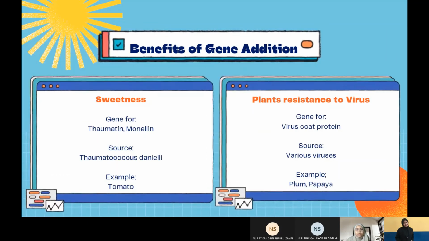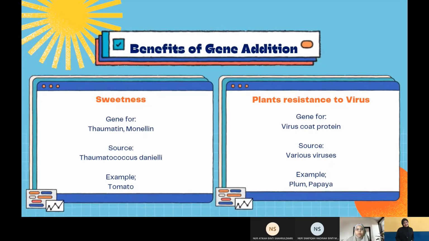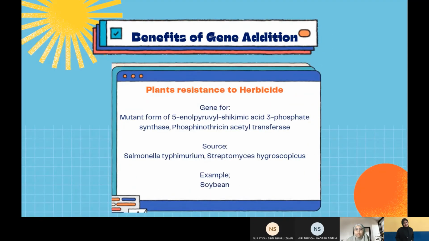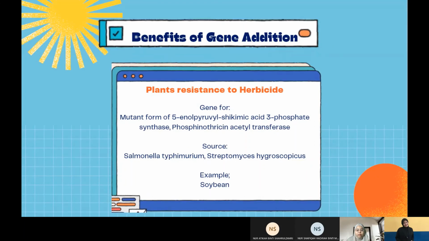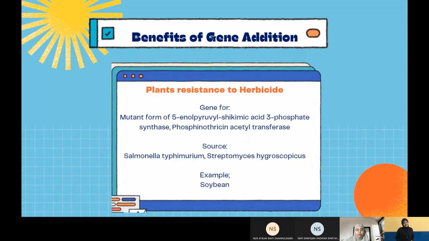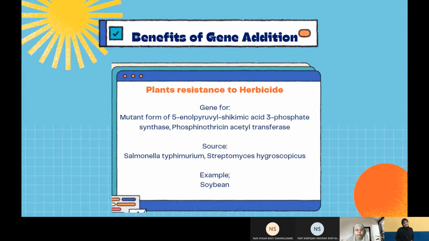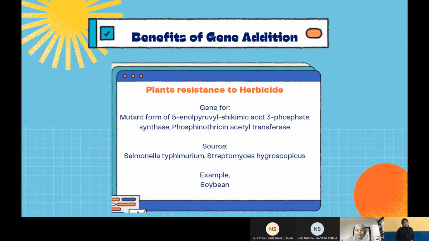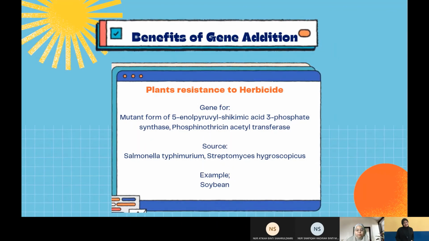The last benefit that I will show about gene additions is that plants will be resistant to herbicides. The example is soybean, where we want the gene for 5-enolpyruvylshikimate-3-phosphate synthase, which will make the soybean glyphosate herbicide tolerant. And this we get from a bacterium.